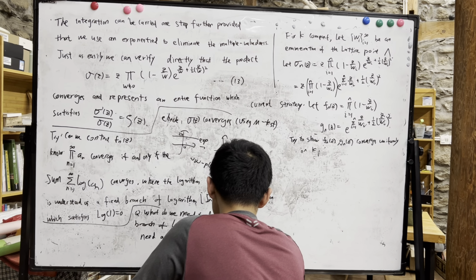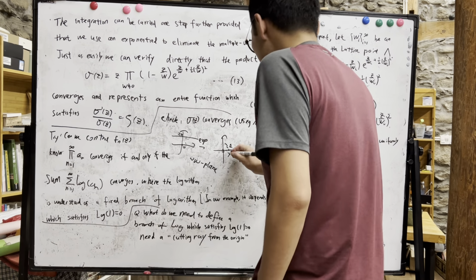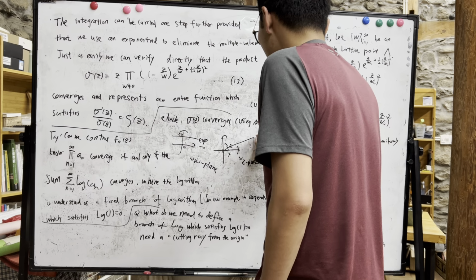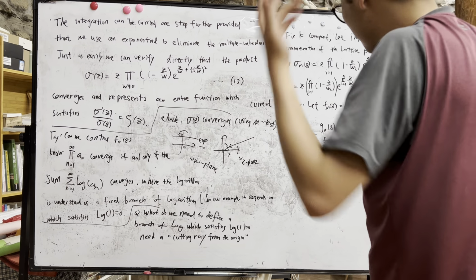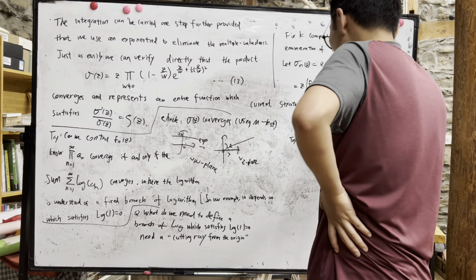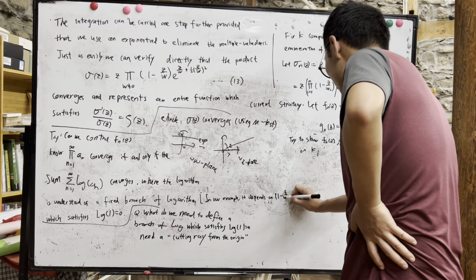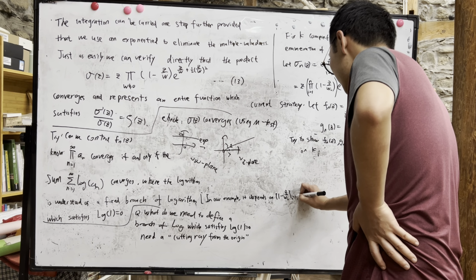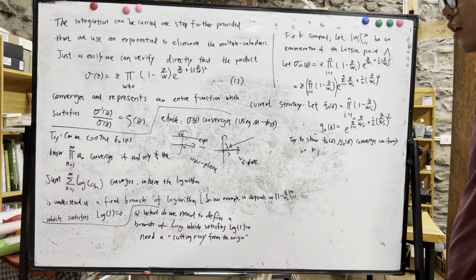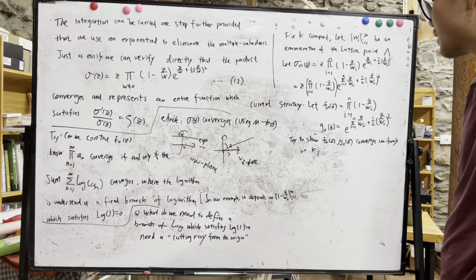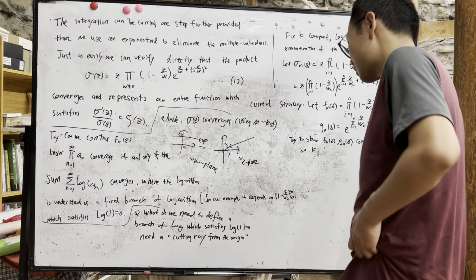Because you don't want the cutting ray to be hitting one of these points, right? So in our example, it depends on the points, like say 1 minus z over omega i, right? So you don't want to go through any of these points. So basically, yeah.